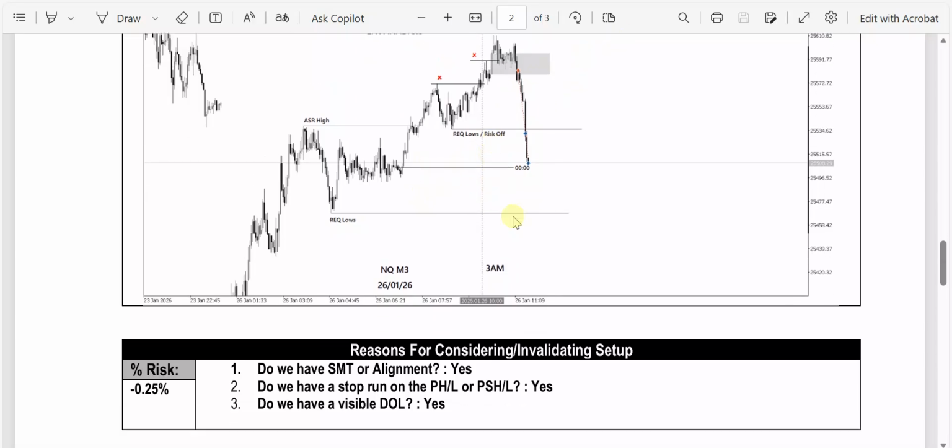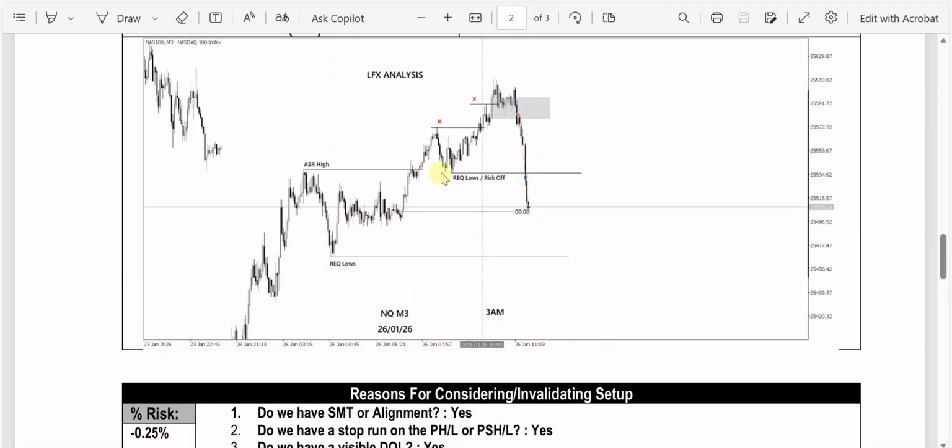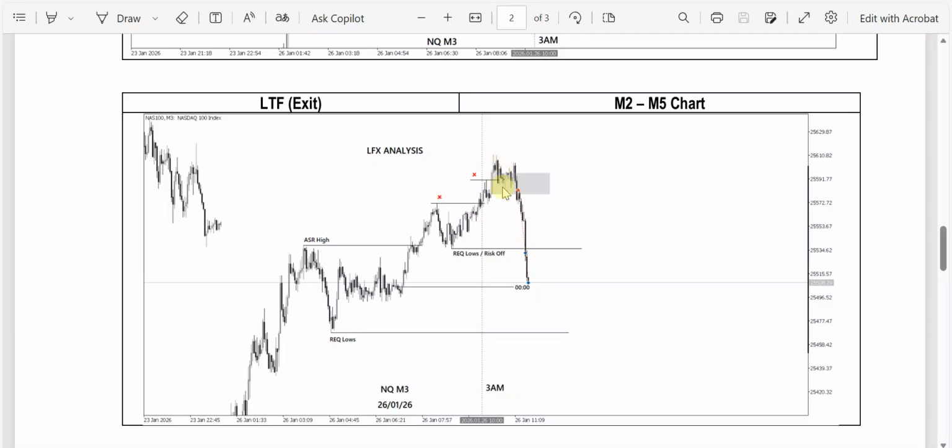Some of the things I look out for: do we have SMT or alignment? Yes. Do we have a stop run? Yes. Do we have a visible draw on liquidity? Yes. So these are the things that I'm trying to look out for, and you can see how the setup played out. So let's do this example together.